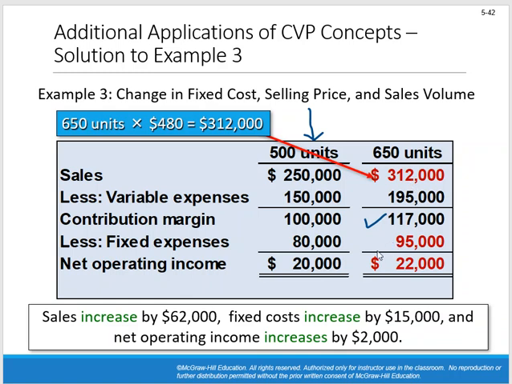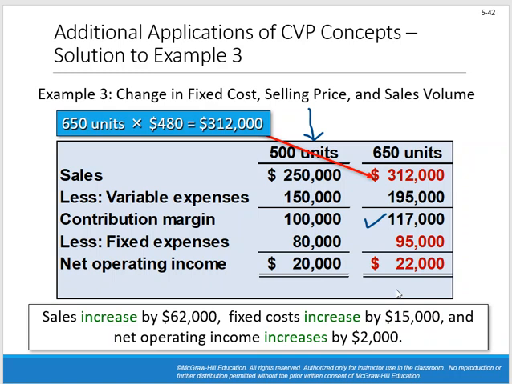Our fixed expenses have now gone up by 15,000. So we go from 80 up to 95, and our net operating income has gone up by 2,000, up to $22,000. So question, if you're the business owner, do you think making all these changes is a risk that you want to take in order to increase net operating income by $2,000?